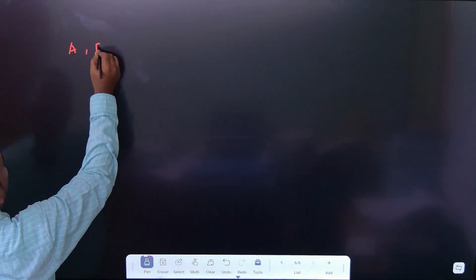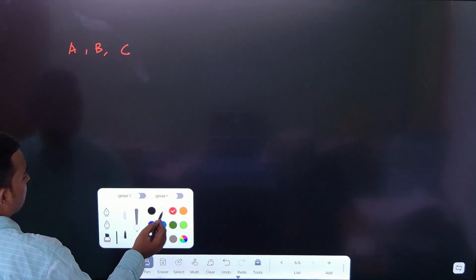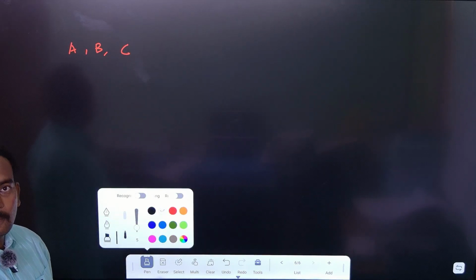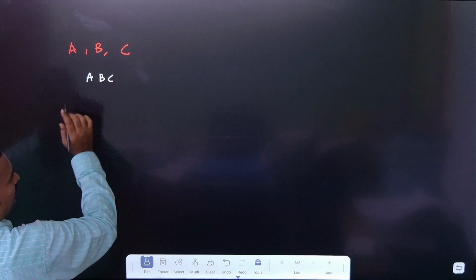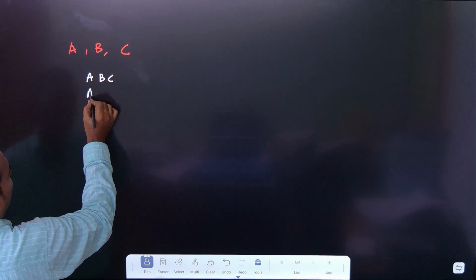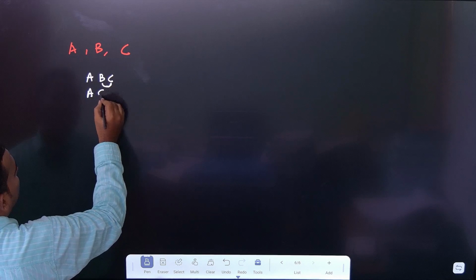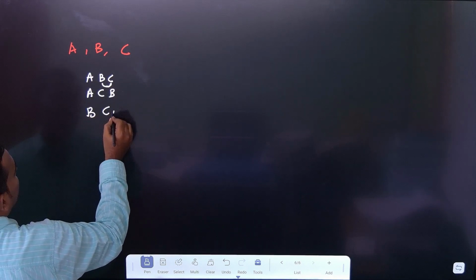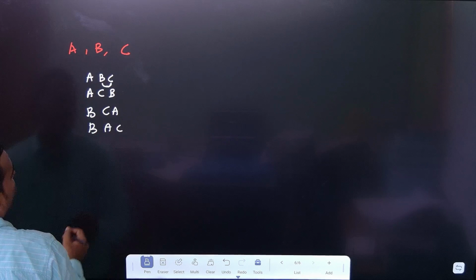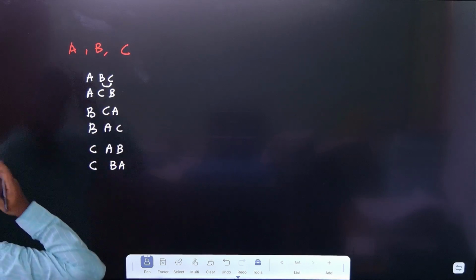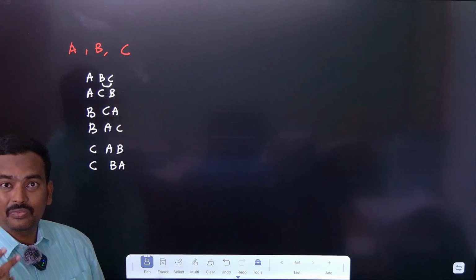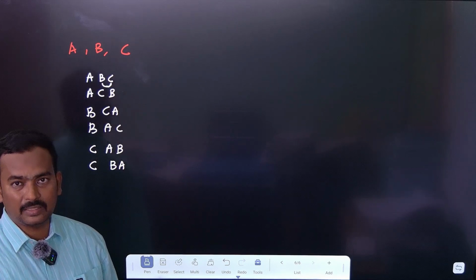Okay, let me take one more example here. Let us take A, B and C. We already discussed that if you take all 3 letters at a time, what are the permutations? A fixed means B, C and C, B. B fixed: A, C and C, A. C fixed: A, B and B, A. These are the 6 possibilities. Among the 3 letters, all are distinct, right?